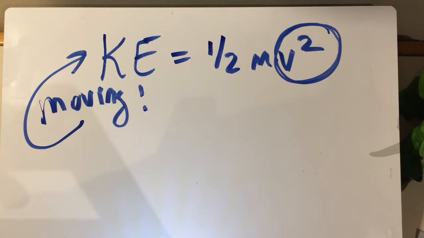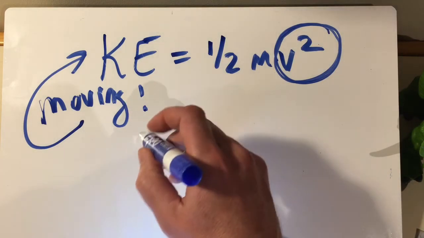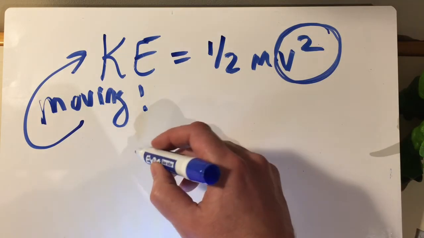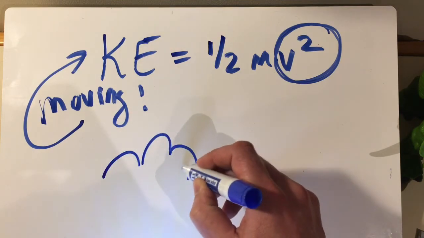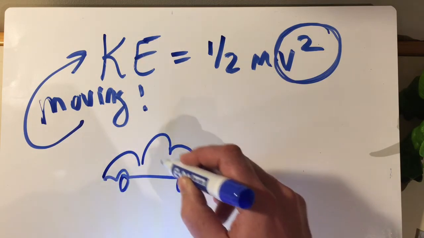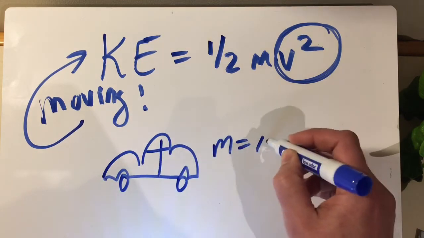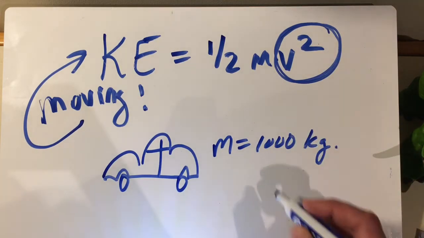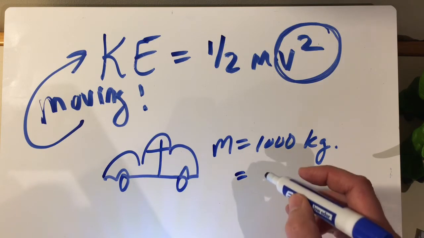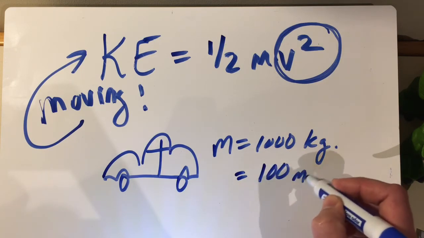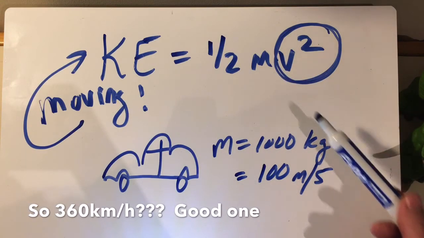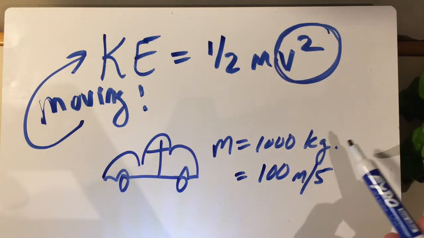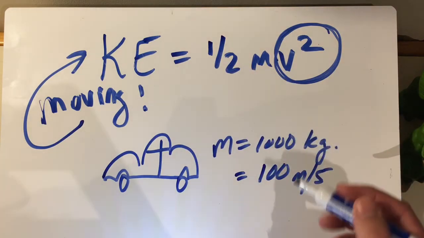So if you have a car that is 1,000 kilograms. I'm going to do a quick car here. Its mass is 1,000 kg, and it is traveling at, we'll just keep it really easy, 100 meters per second. So velocity has to be in meters per second, and mass needs to be in kilograms, so you need to convert those units in order to get joules out here for kinetic energy.